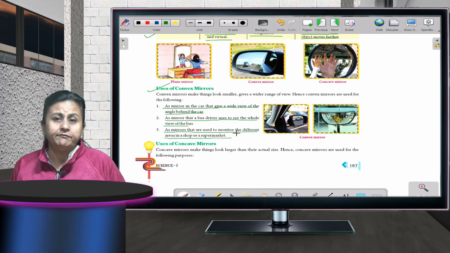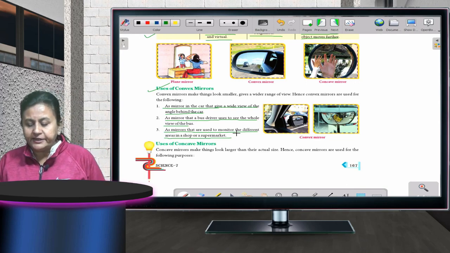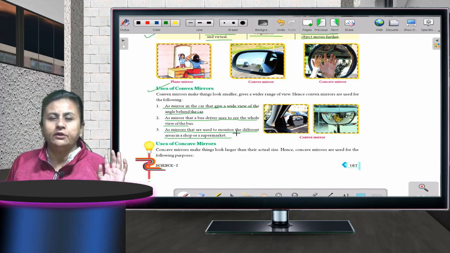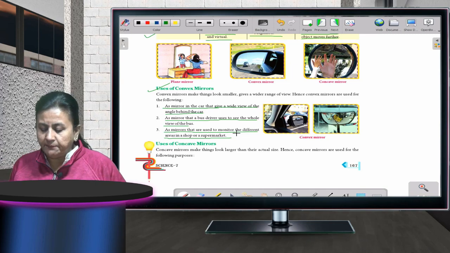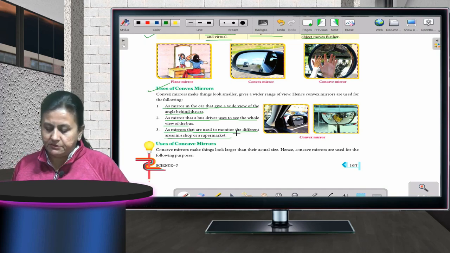Fine children, where are we using it? We are using it in cars, at the side of the car, so that it can give a proper view of what is outside, how many vehicles are running on the road and where your car is. Then the bus driver uses it in the front seat so that he can see the back view of his entire bus, and as mirrors that are used to monitor different areas in a shop or supermarket.